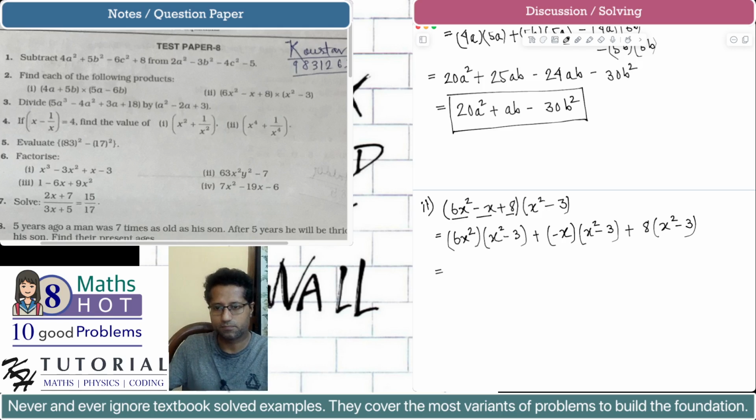Anyway, so now we have to do the product of monomials and binomials. So we get 6x to the power 4 minus 18x square. Then we have minus x cube, and then we have plus 3x, and then we have plus 8x square, and then we have minus 24.